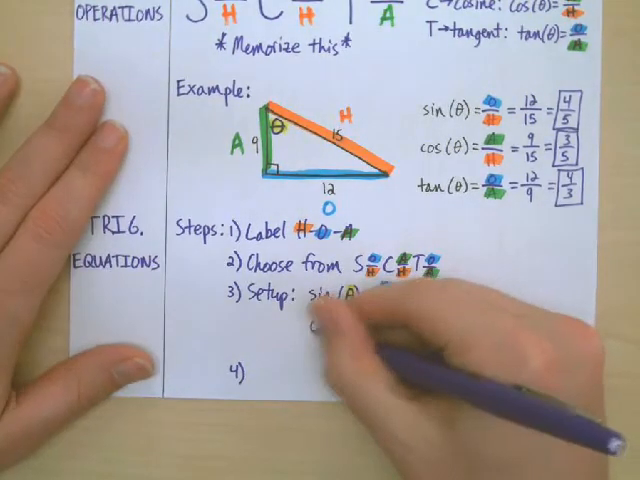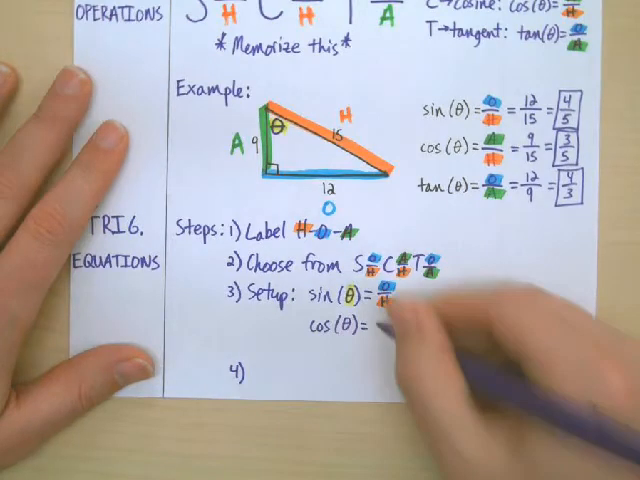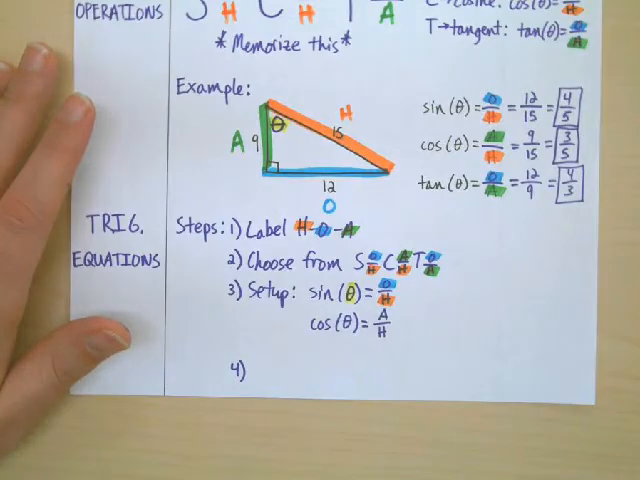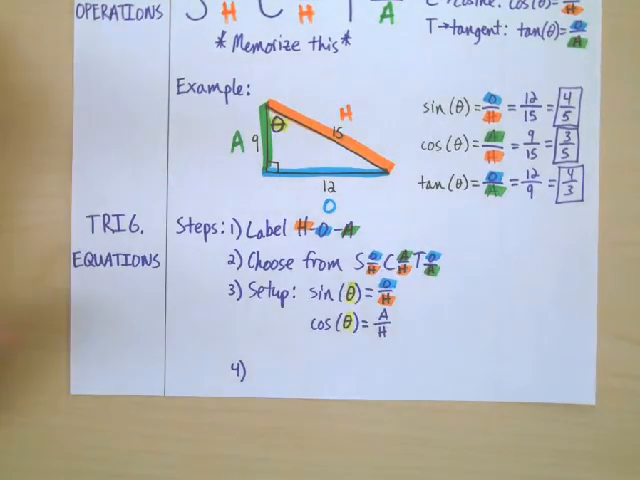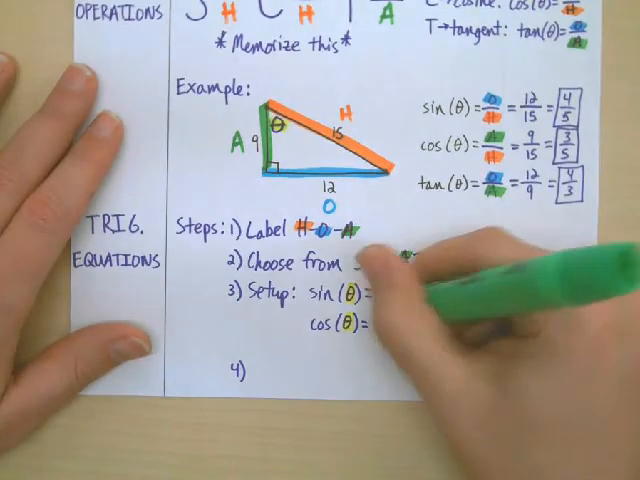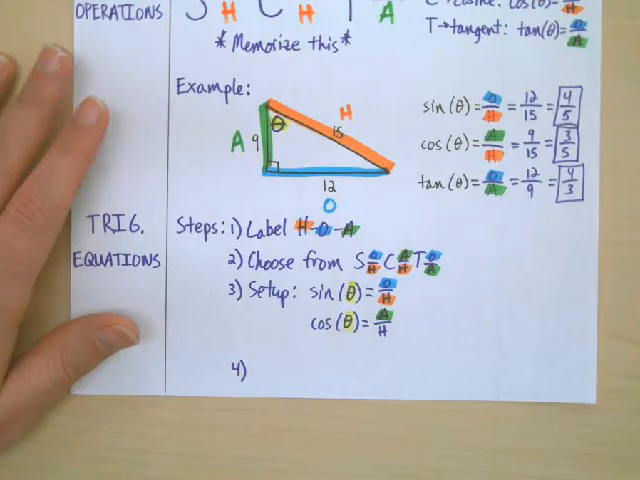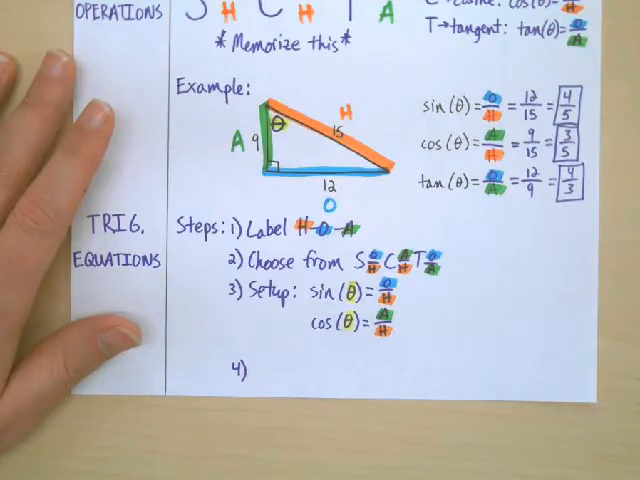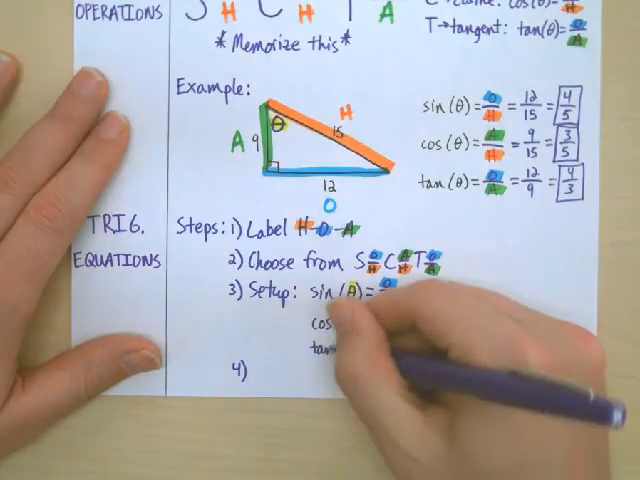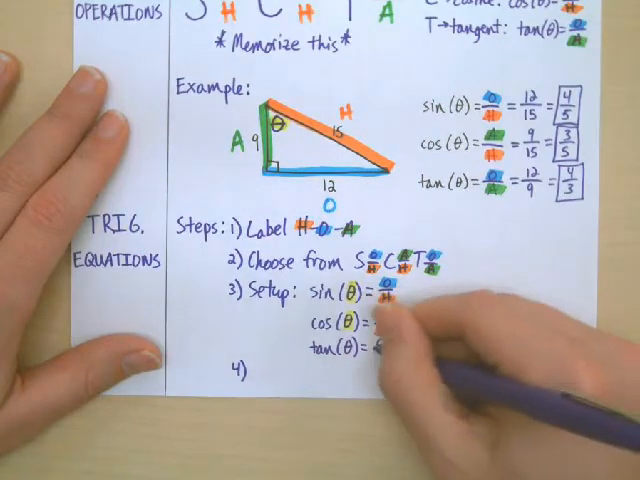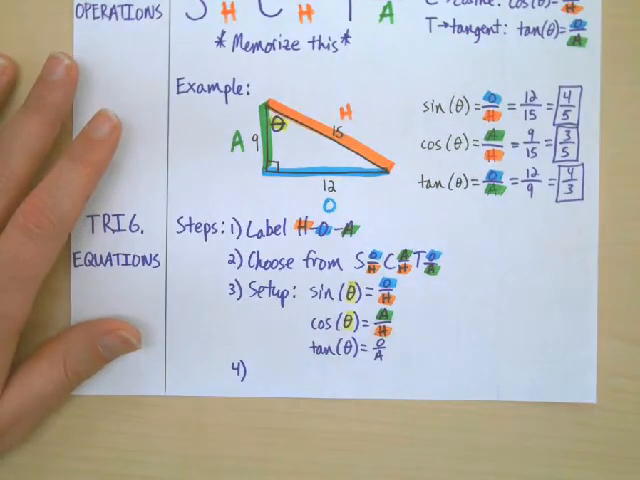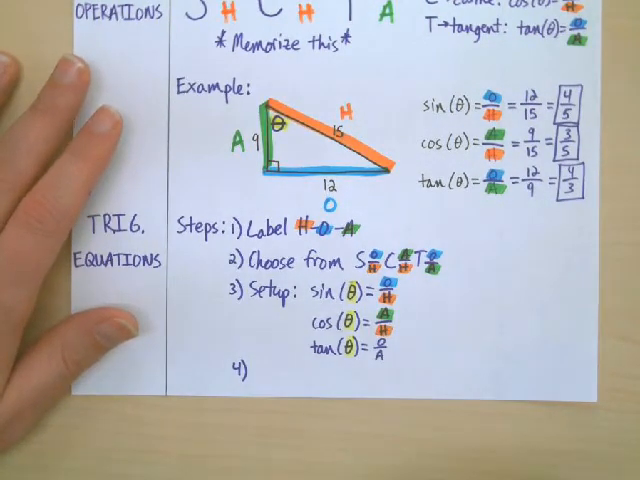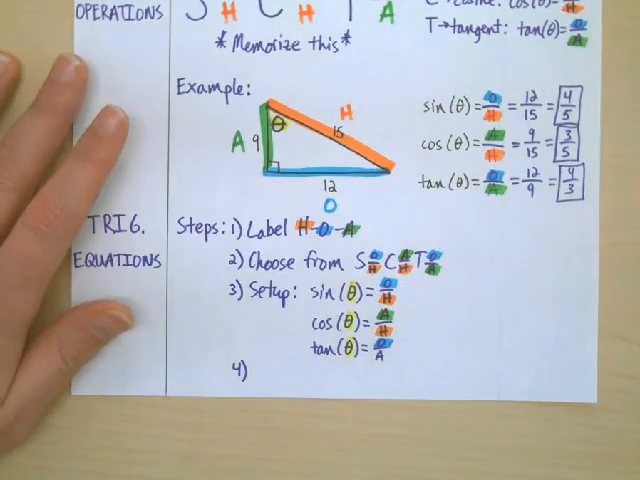If you end up choosing cosine, you'll set it up as cosine parentheses theta equals A over H, and you'll substitute for theta, you'll substitute for A, and you'll substitute for H. And if you choose tan, you'll set it up like this. Tan parentheses theta equals O over A. And no surprise here, you'll substitute for theta, you'll substitute for O, and you'll substitute for A.